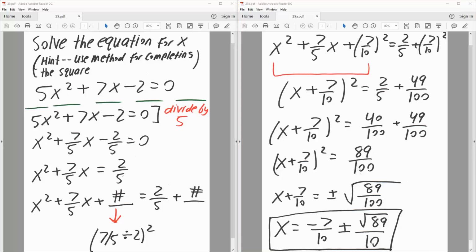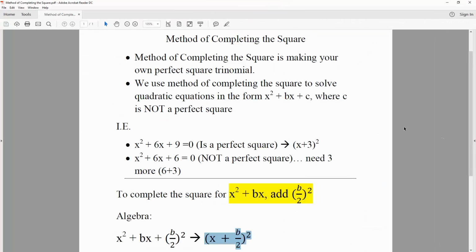And just to recap the formula we had, you can pause the video here and maybe review this. And that's all we need to do to solve using the method of completing the square.